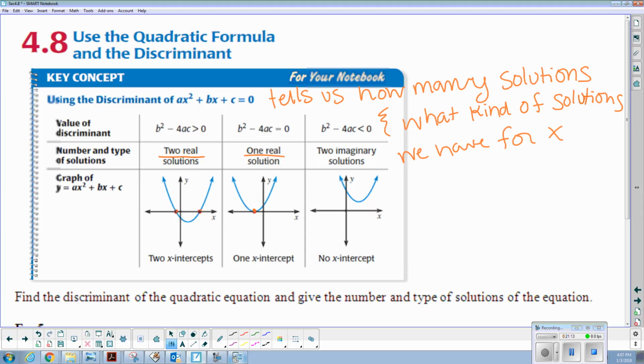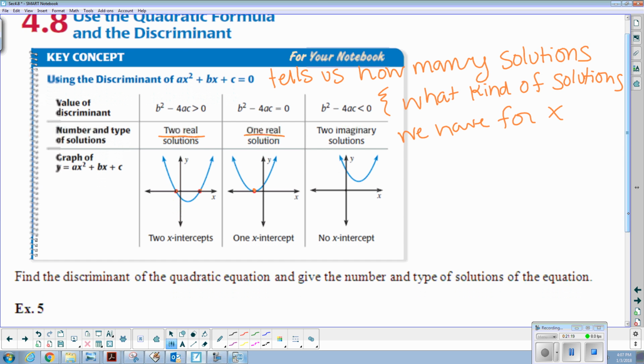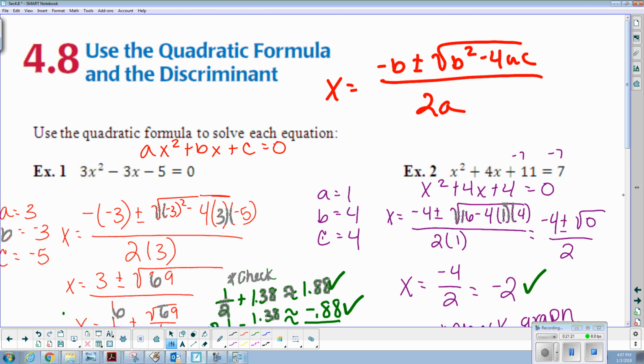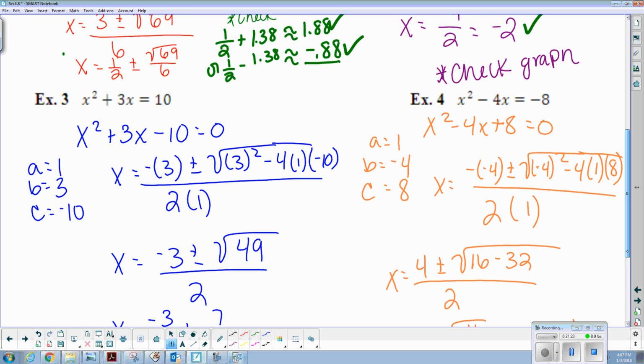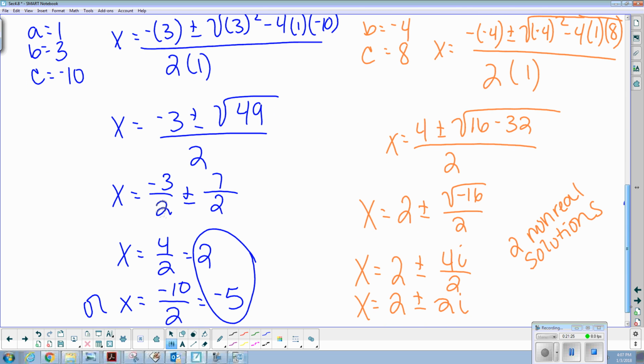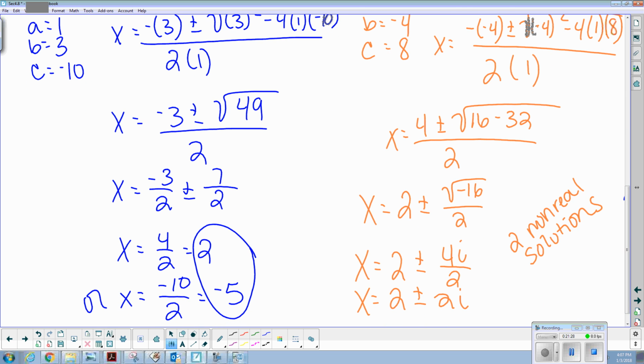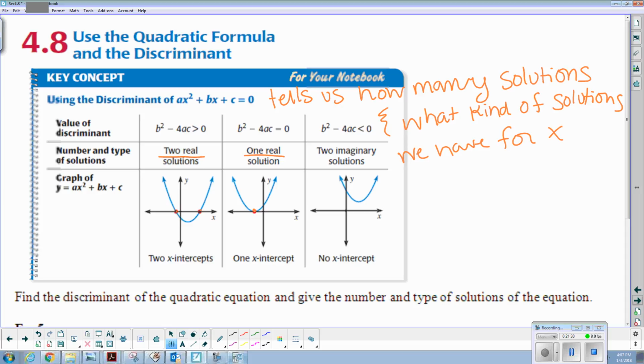1 real solution. If it never intersects, and that was the example that we just had when we had 2 imaginary solutions, or 2 non-real solutions for example 4. So 2 non-real solutions. If you actually graphed it, you would see something like this where it never intersects with the x-axis. So this is 2 imaginary solutions.